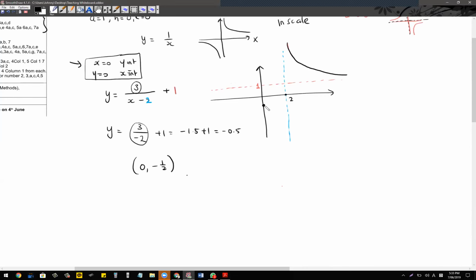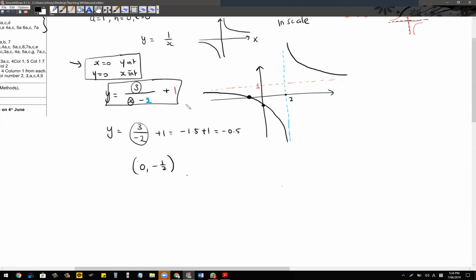So this point here is a point that is on this curve. We found that point simply by plugging in x equals 0, and the y value is negative 0.5. So this point is literally 0, negative 0.5. So the curve should actually go like this. It should go through that. And we can also find that point. That's the x-intercept, isn't it?